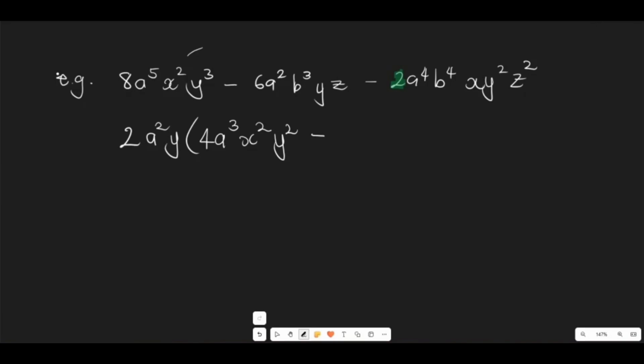Minus 3, and then there's no more a's. B to the power of 3, and there's no more y's as well. And then we just have a z remaining. Minus a to the power of 2, b to the power of 4, and then our x remains as well. And then we only have one y remaining and a z squared. And that will be our final answer.